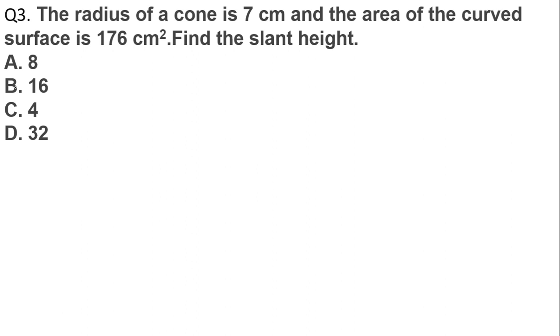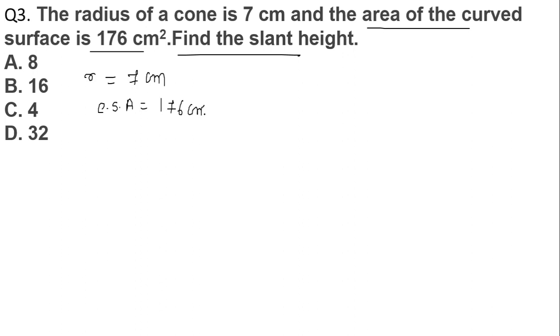The radius of the cone that they have mentioned here is equal to 7 centimeter. The area of the curved surface that they have mentioned is 176 centimeters square. They have asked us to find the slant height. Again, a simple question based upon the same formulas that we have discussed. We'll try to solve the question. Radius given is 7 centimeter. Curved surface area is 176 centimeters square, and we have to find the slant height, that means we have to find L's value.